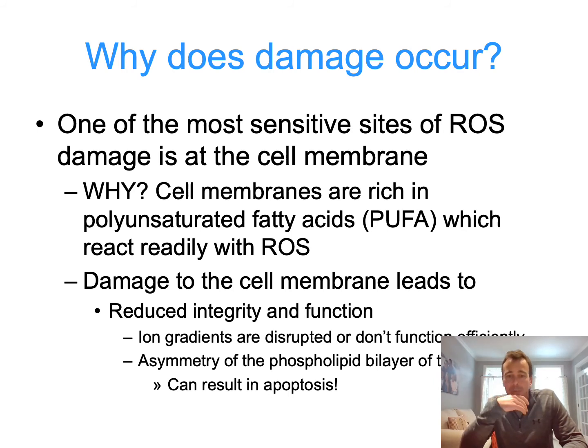This damage to the cell membrane can lead to reduced integrity of the membrane, so ion gradients can get screwed up and they don't function efficiently. You can also get asymmetry of the phospholipid bilayer, and essentially your cells can apoptose because of this.